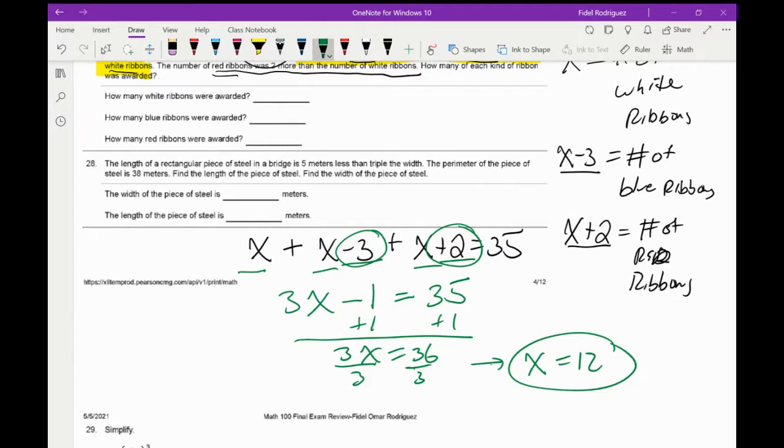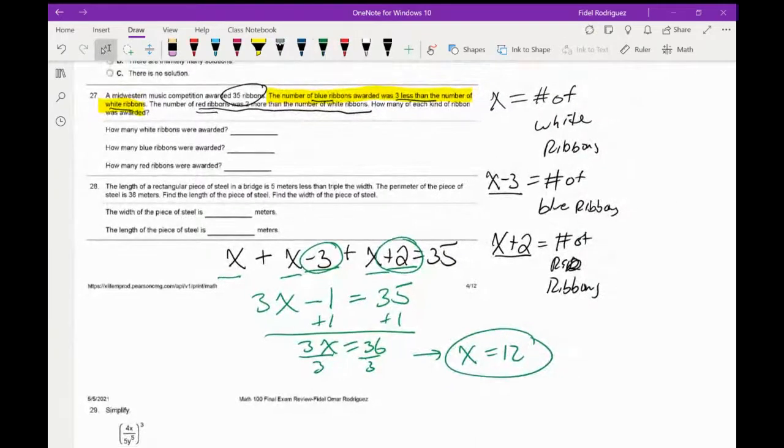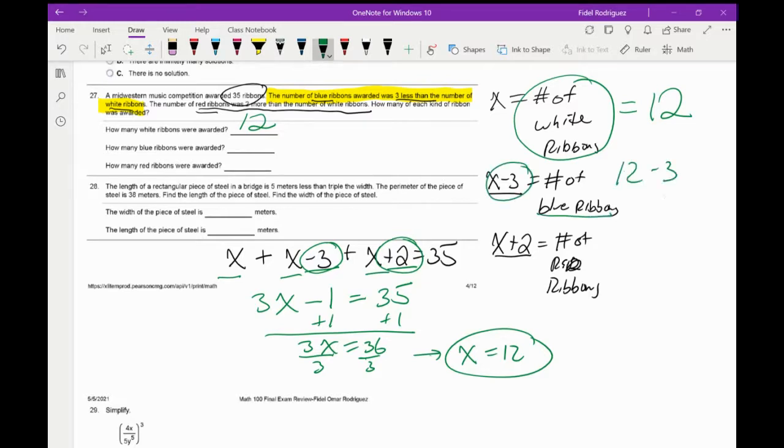Okay. So now that we've done that part, now that we got 12, what we want to figure out is what did X stand for? And if you notice right here, we said X stood for the number of white ribbons. So the number of white ribbons we had was 12. So right here, y'all, I'm going to put the number 12. Okay. And the number of blue ribbons was X minus three. So I'm going to write 12 minus three, that's going to be 9. That's how many blue ribbons we have. And the number of red ribbons was X plus two. So 12 plus two, that's going to give me 14. And that's going to be how many red ribbons we have.